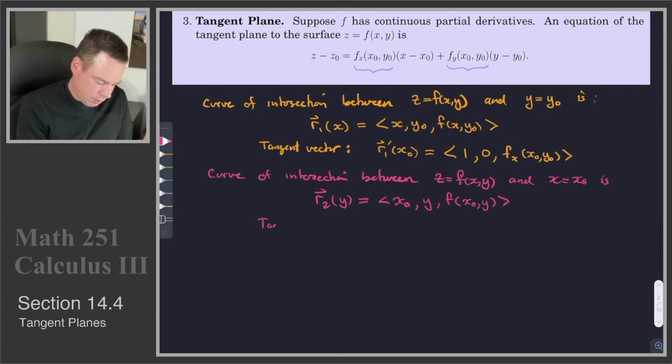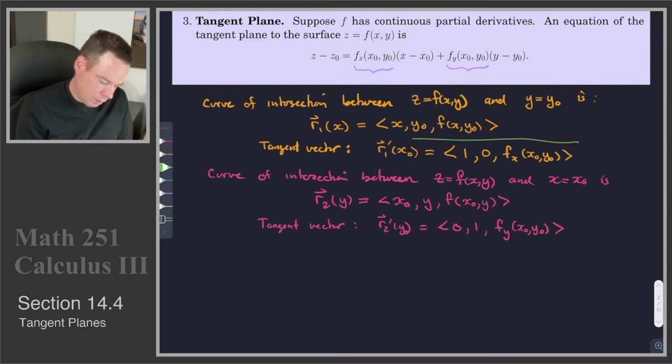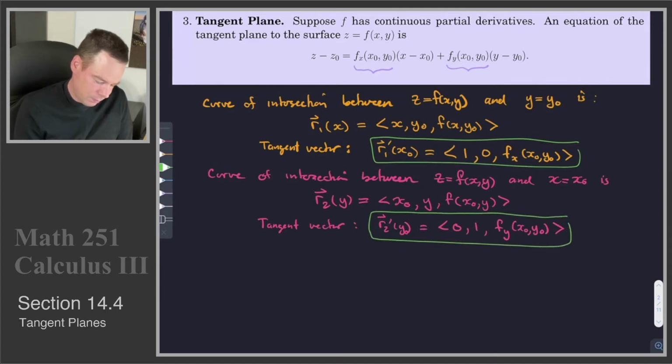We can go ahead and construct its tangent vector. That's going to be r2 prime of y, and we'll evaluate it right at the point y naught. So we'll take its derivative and then we'll evaluate. When we take its derivative, the derivative of x naught is 0, the derivative of y is 1. The derivative of the last component is the y partial derivative of f, and then we evaluate it at the point in question. So now we've got those two tangent vectors. There's one tangent vector, there's the other tangent vector.